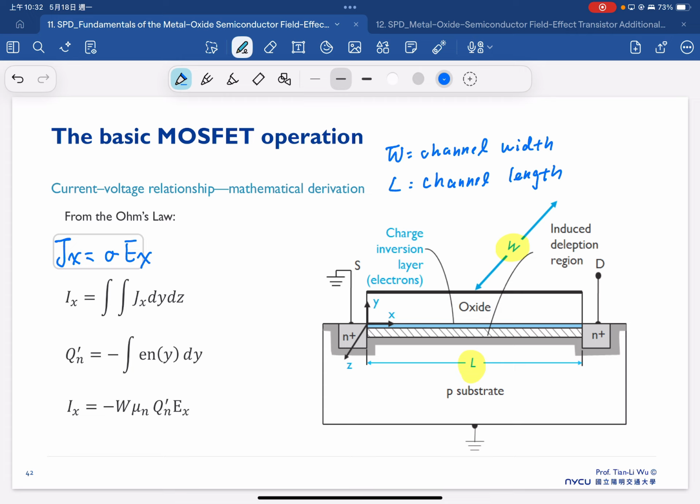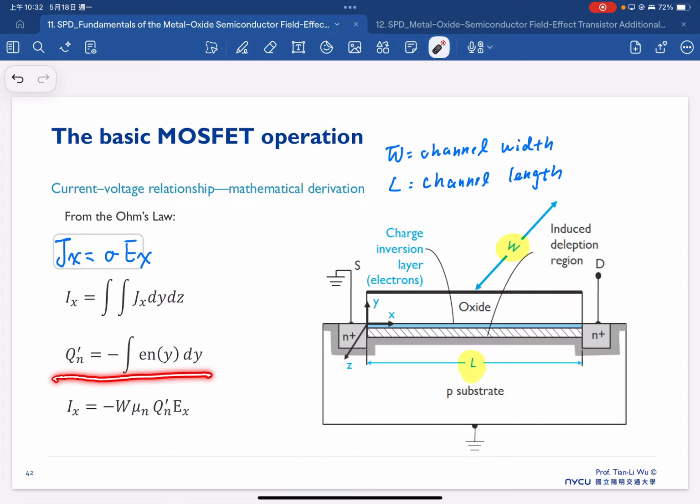So we have the current equation, which is the integration of Jx along dy dz, and we also have the charge, which can be estimated by this. In the end we arrive at the current equation: I is equal to minus W times mobility times the inversion charge Qn' times the electric field.